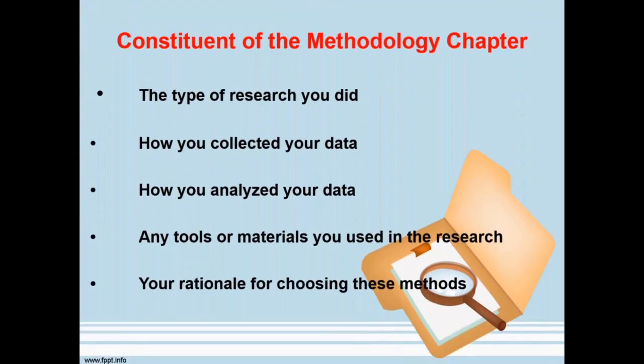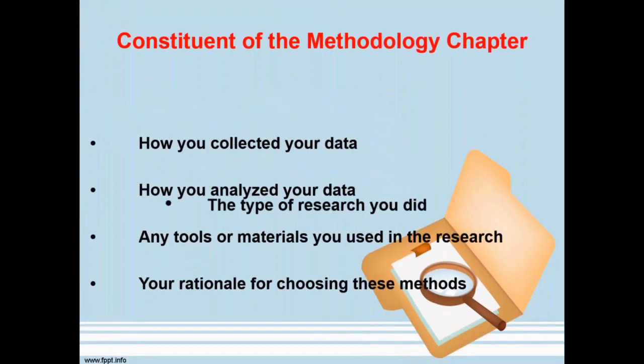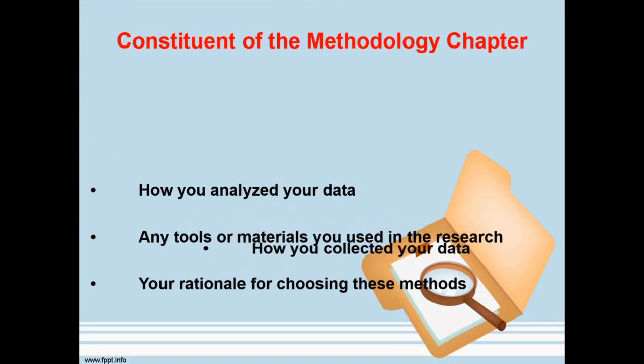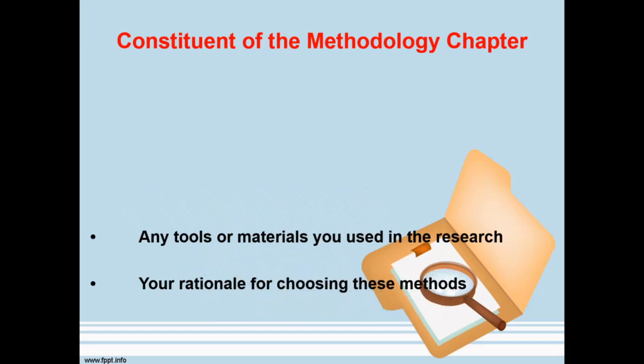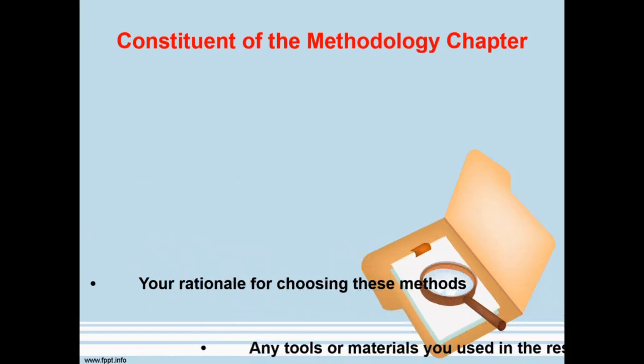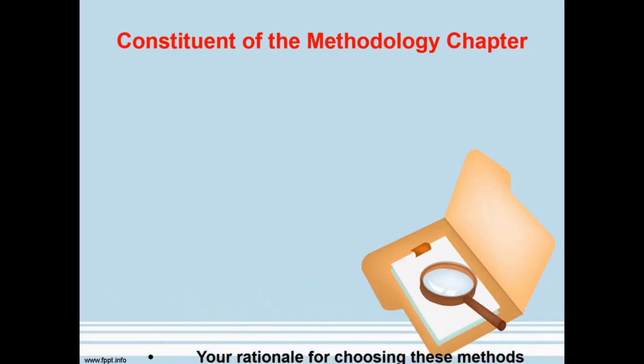1. The type of research you did. 2. How you collected your data. 3. How you analyzed your data. 4. Any tools or materials you used in the research. And lastly, the rationale for choosing these methods. It is to be noted that the methodology section should generally be written in the past tense.